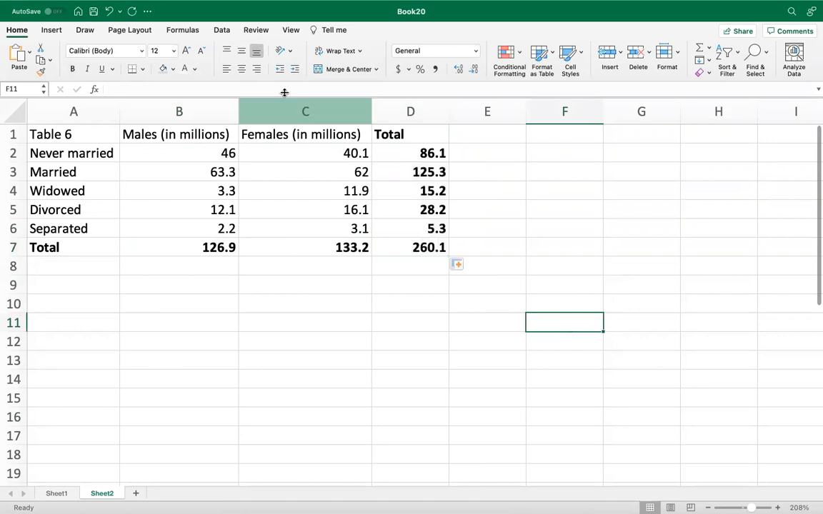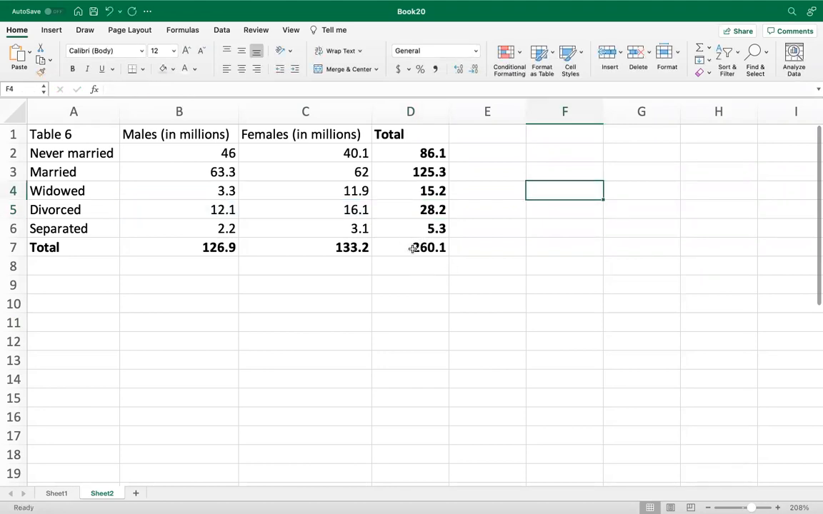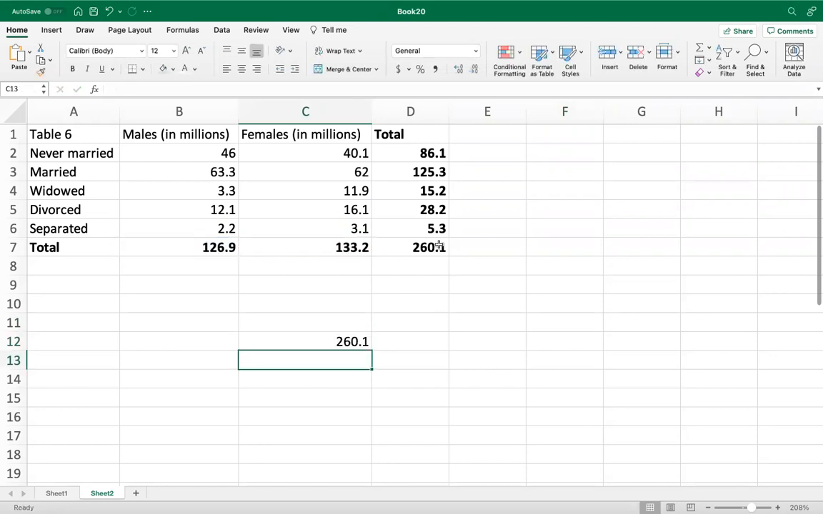And there we go. Okay, so the total of never married, whether it be male or female, is 86.1. The sum of divorced male and female is 28. So we could see the sum of those two, and yep, there we go. And in total, the total of all of these added with the total of all of these. So notice that it's still the same numbers, so equal to this plus this, 260.1. Both of these are the same numbers because they came from the same data. Kind of all works itself out.